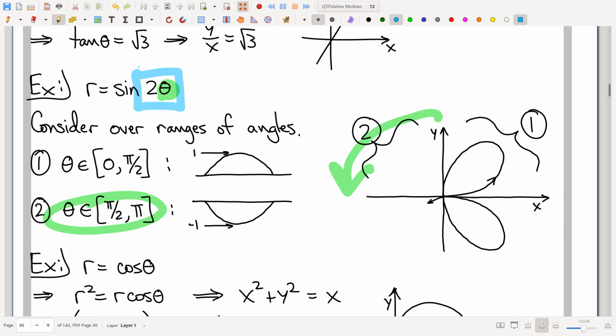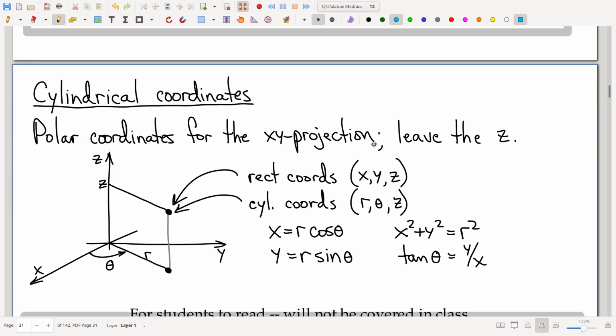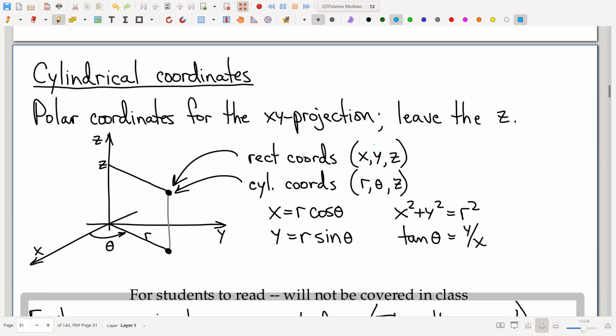Okay, and then I encourage you to kind of keep going and think through the third and the fourth quadrants, if you will, and it turns out this ends up looking like a four-leaf clover. It's kind of fun. So anyway, it's a good exercise to think through, and I encourage you to do so. As always, come to office hours if you have any questions about any of this kind of stuff. And we're going to move it along to cylindrical coordinates.